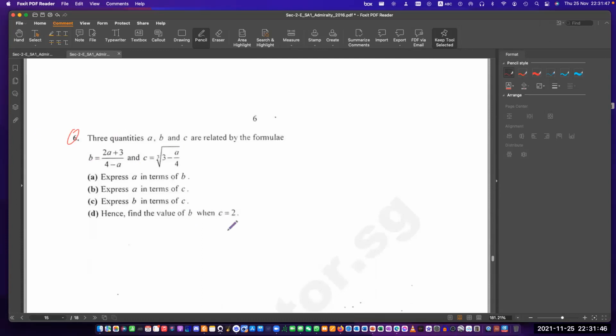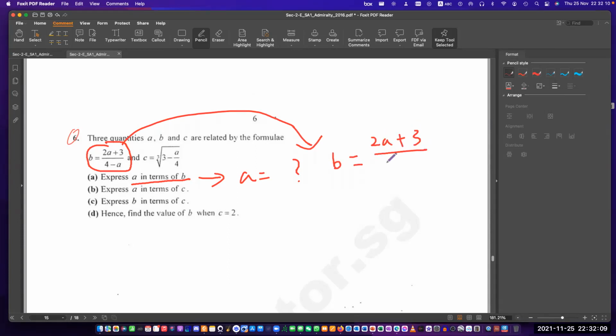This one. Once again, A in terms of B. So that means make A the subject. How to make A the subject? So that means A equals to something. Have you learned this move, cross multiplication? Move 4 minus A to B there. Correct. So it's 4 minus A times the B.